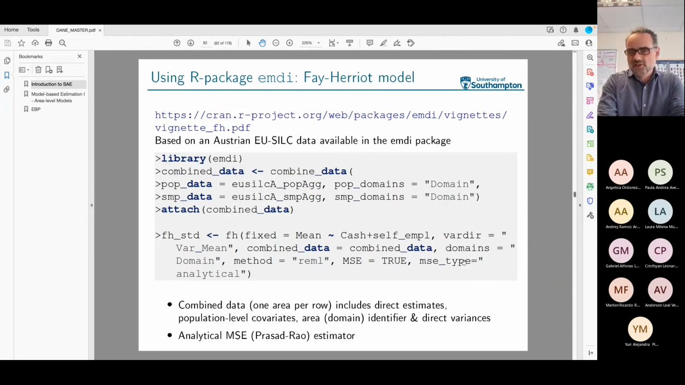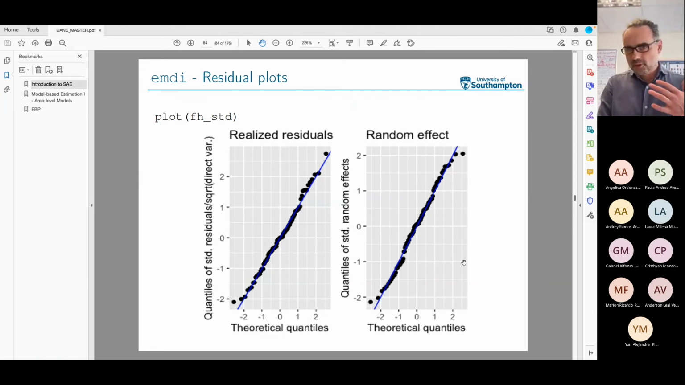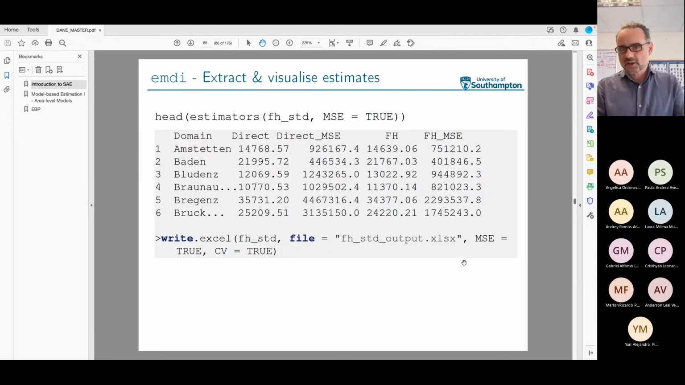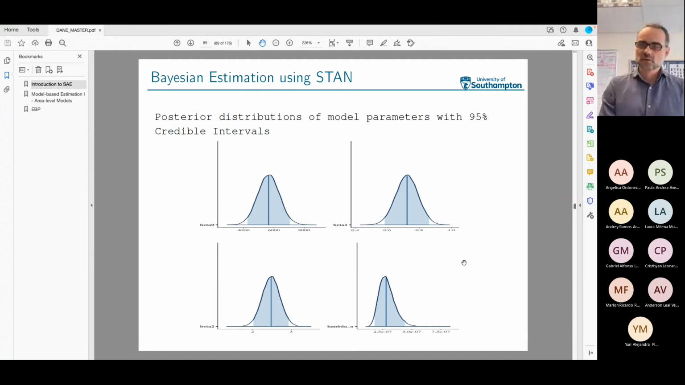And then we started describing how to estimate and set up a Fay-Herriot model in the EMDI package. We saw how to set it up. We saw something around model selection and the use of the step function to select a model, how to assess the model by using the residual diagnostics and the plot function, how to compare the model-based estimates to the direct estimates using the compare plot function, how to extract and visualize estimates and create maps, and then how to use benchmarking in EMDI. Okay, and the final thing is we contrasted the Bayesian results against the frequentist results for the Fay-Herriot model.